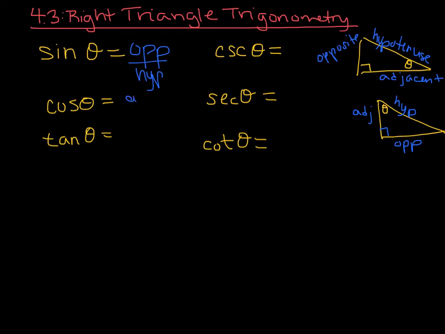So that's our sine is opposite over hypotenuse. The cosine is going to be the adjacent over hypotenuse, and the tangent is going to be the opposite over adjacent.